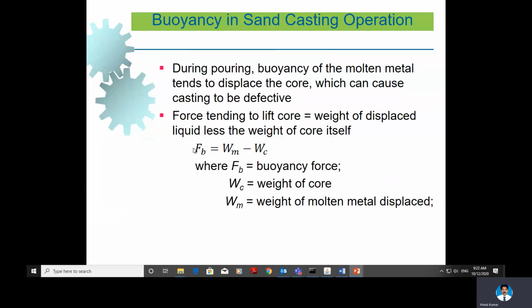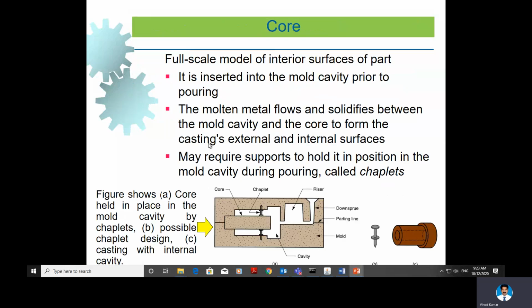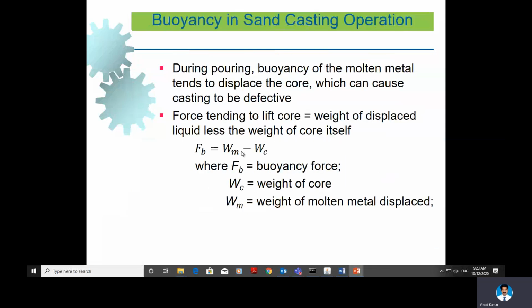So how much buoyancy force is acting on a core? We fix a core in here. Whenever we pour molten metal into the cavity, what happens? Molten metal comes and pushes the core. That's why there is a buoyancy force acting. That buoyancy force is equal to the weight of the liquid molten metal displaced minus the weight of the core. So this is how we calculate the buoyancy force.